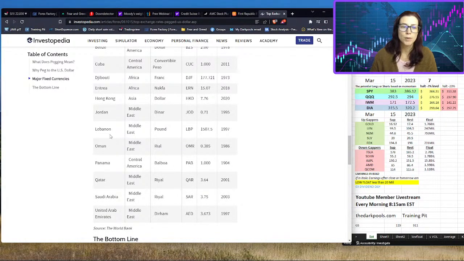All right, remember when Lebanon had their banks shut down due to hyperinflation? Well, we were having inflation too, right? So if our dollar goes down, these 14 countries go down.